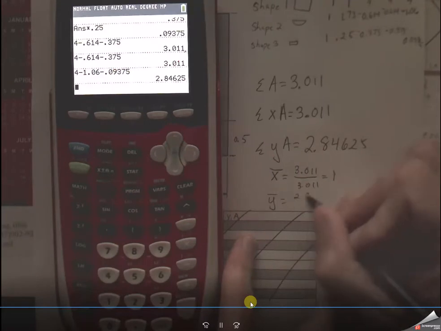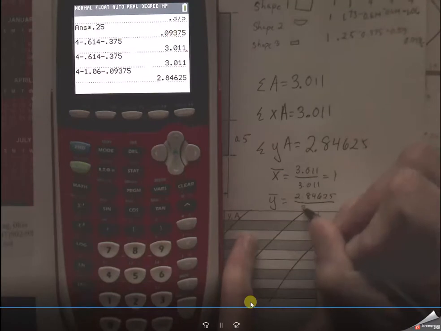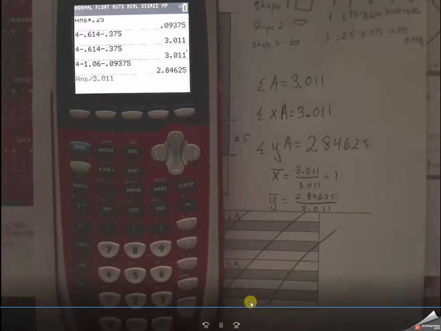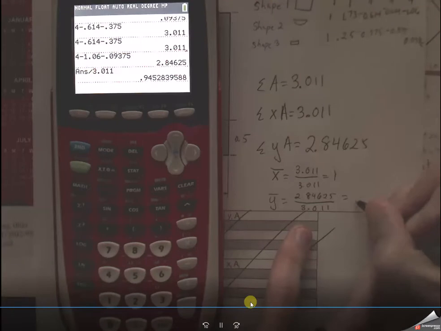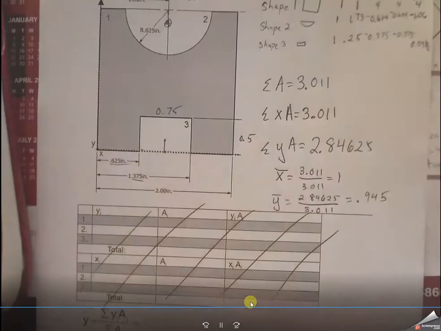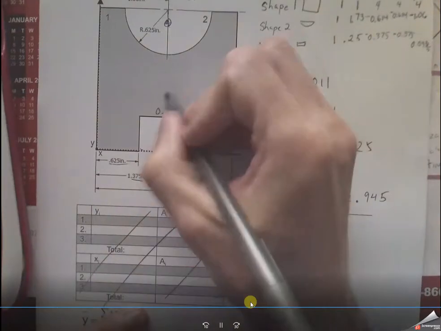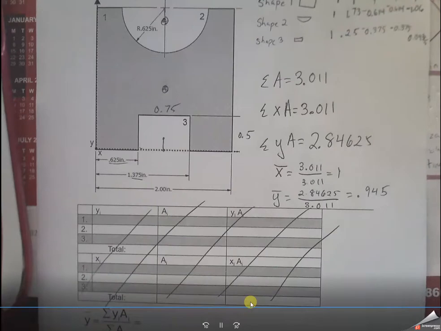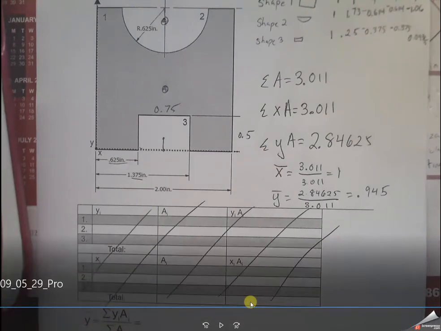We take 2.84625, divide that by 3.011. Let the calculator do the work. We just hit the divide to use that form of past answer. Divide that by our 3.011. We get 0.945. Looking back at the shape, why do we like that 1? Well, axis of symmetry always lies in the middle there. We go a little less than half. We end up with our central location there of 1, 0.945.